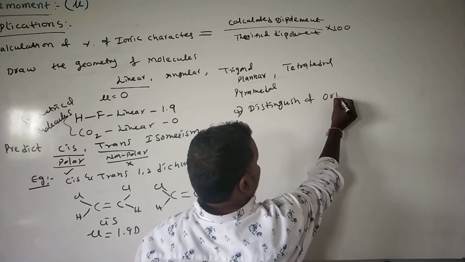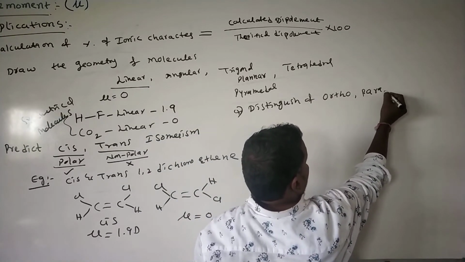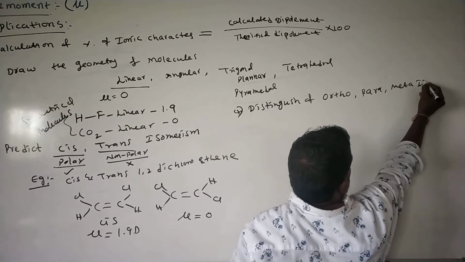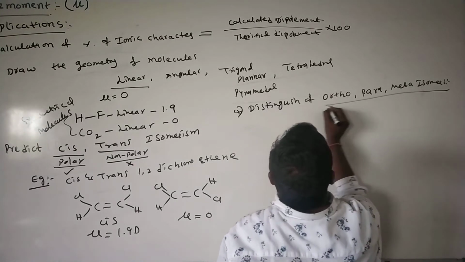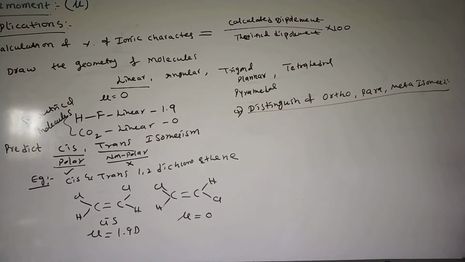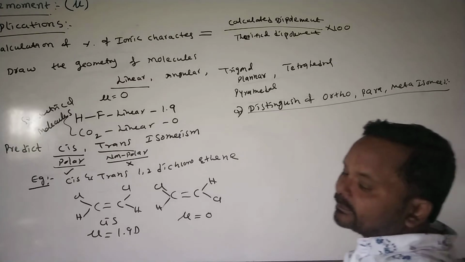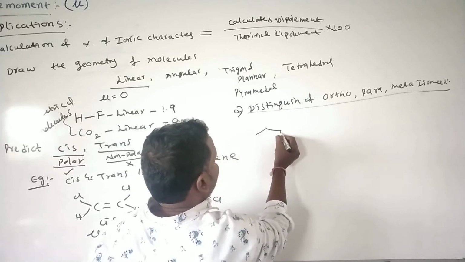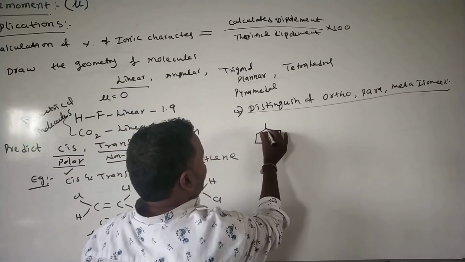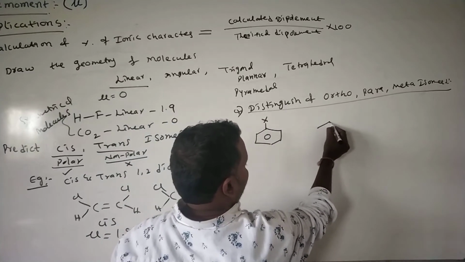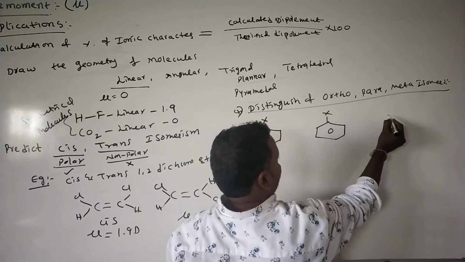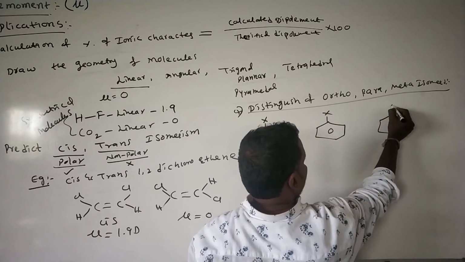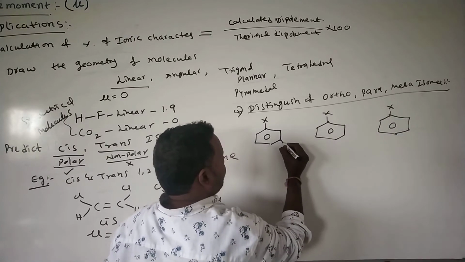And in continuation, we will see it is also used to distinguish ortho, para and meta isomers. This is what we call orientation. By using dipole moment values, we also explain the orientation on benzene. Suppose for example you take some molecules. Here I am taking X, here also the same X, here also X. This is monosubstituted benzene.